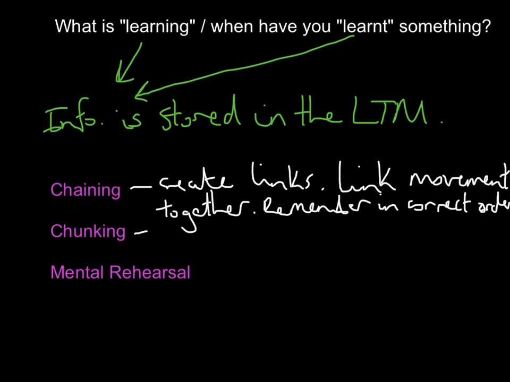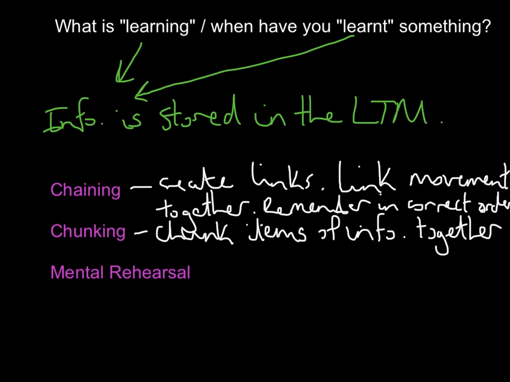Chunking is exactly what it says. You chunk items of information together. Classic one is when you're trying to remember someone's telephone number. You don't remember it as 0, 7, 8, 1. You do 078 146, and you chunk information together into bite-sized pieces of information. You know, I think the classic phrase there is you give people bite-sized pieces of information instead of just lots and lots of information.